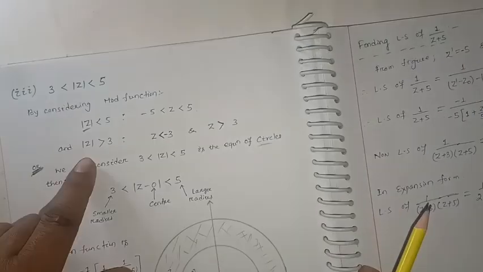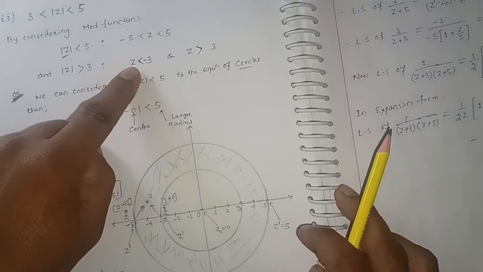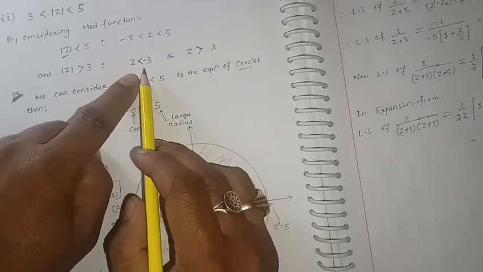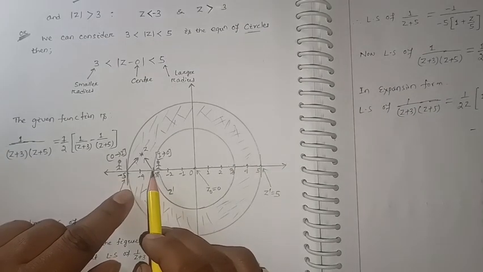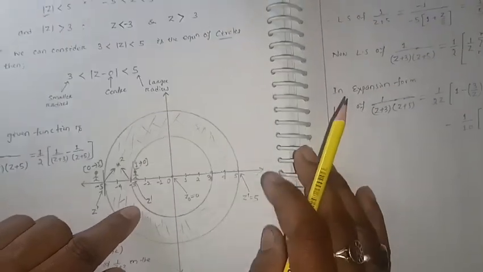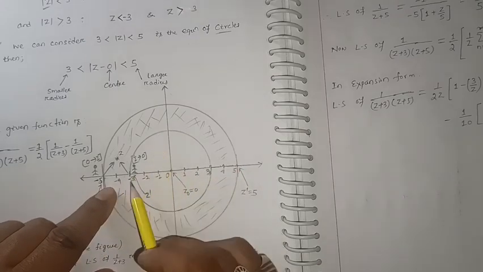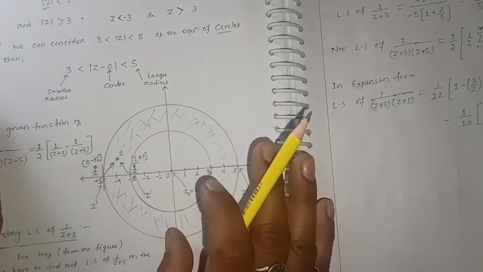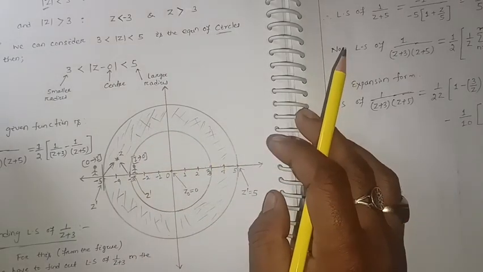But by considering the second condition, |z| greater than 3, z values are to be considered less than -3, so these points are going to be considered. Points above -3 are not to be considered. And z greater than 3 means above 3, those are the points we consider. So -3 to 3, the region is going to be cancelled. This is our region in which we have to find the Laurent series of the given function.